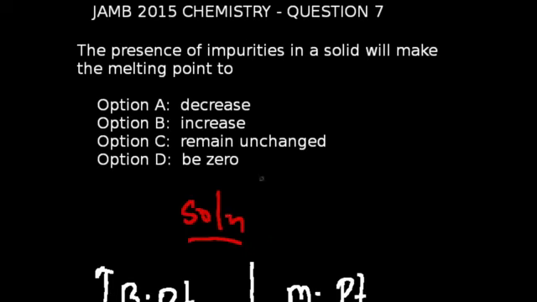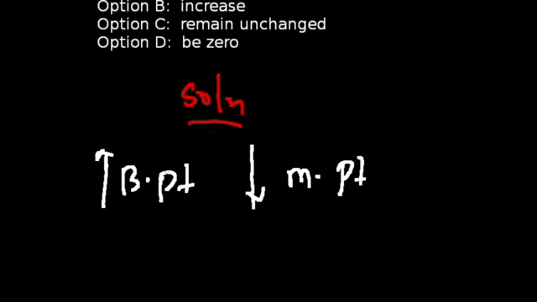Question 7 of the JAM 2015 Chemistry exams. The presence of impurities in a solid will make the melting point to... The correct answer to this question is option A, which is decrease. An easier way to remember this is that presence of impurities increases boiling point and decreases melting point.